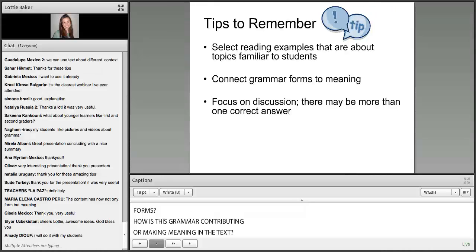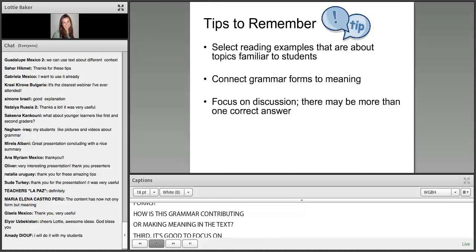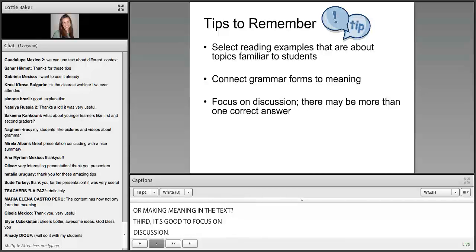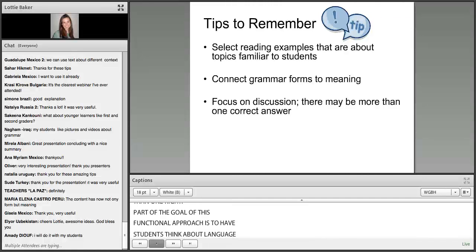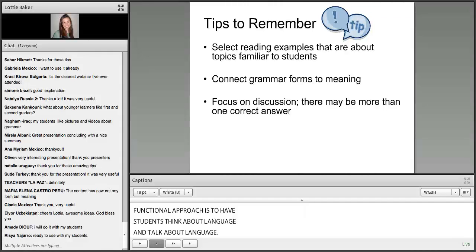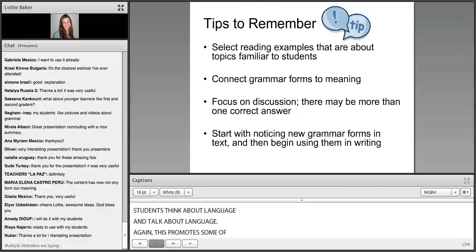Third, it's good to focus on discussion. And remember, often there is more than one right answer. And part of the goal of this functional approach is to have students think about language and talk about language. And again, this promotes some of this critical thinking and also gives students an opportunity to use language and practice speaking.